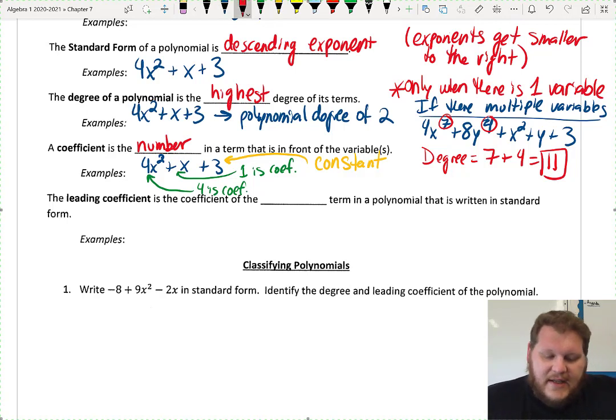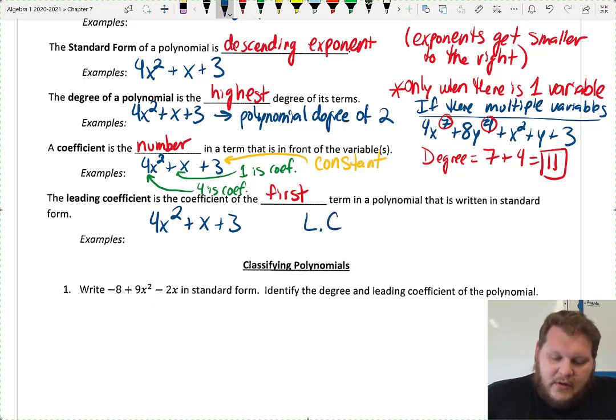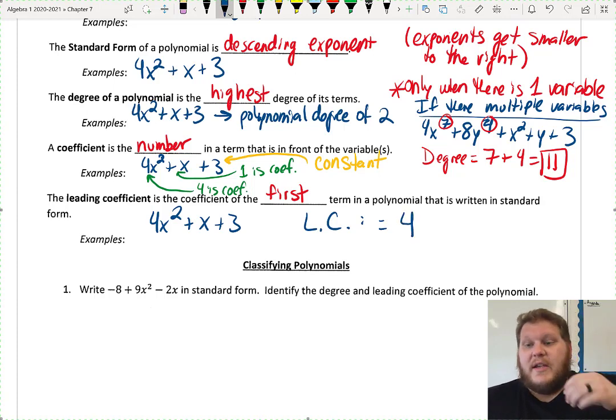Last but not least, our leading coefficient is just the coefficient of the first term. So once we have it in standard form, for example here, for the one we've been continuously using, we're just beating this dead horse, our leading coefficient, I'll just abbreviate that down to LC, our leading coefficient is positive 4, because once it's in standard form, that's my term out in front.